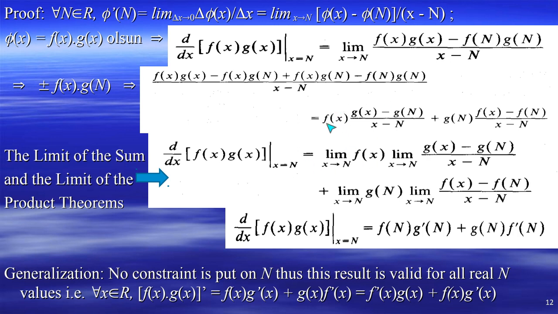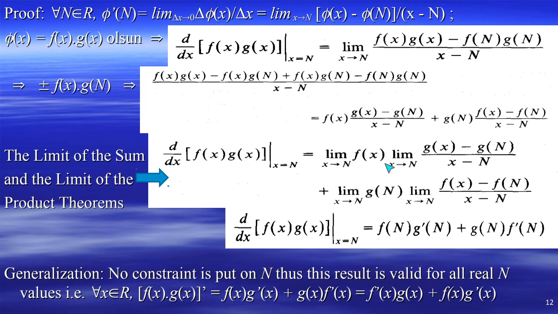I obtain limit of f of x when x goes to n times limit of g of x minus g of n over x minus n when x goes to n plus limit of g of n when x goes to n times limit when x goes to n of f of x minus f of n over x minus n. Here we are. So what are these?